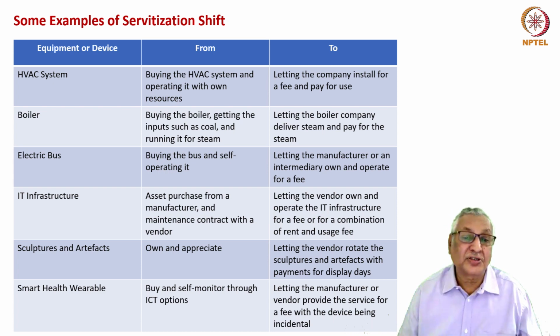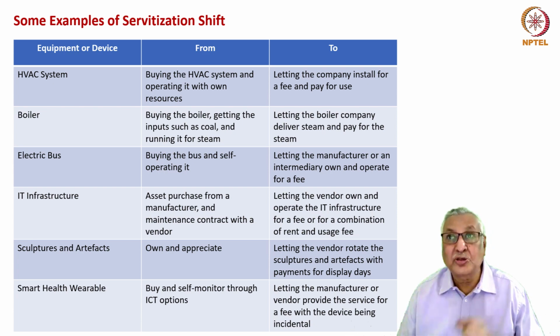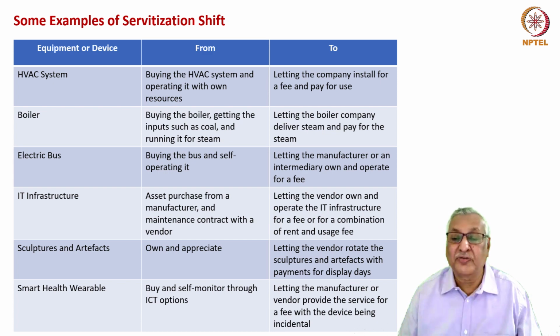In IT infrastructure, we purchase the assets, including the hardware and the routers, servers, all of those products from a manufacturer. And we also have a separate maintenance contract with a vendor, authorized or unauthorized by the original equipment manufacturer. Today, we let the vendor own and operate the IT infrastructure for a fee or for a combination of rent and usage fee. We can even look at an example of sculptures and artifacts.